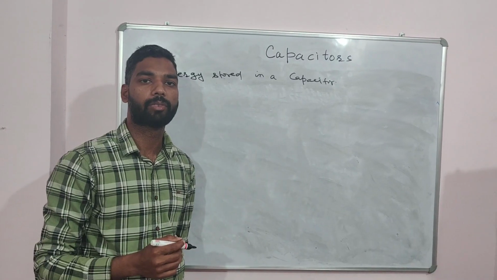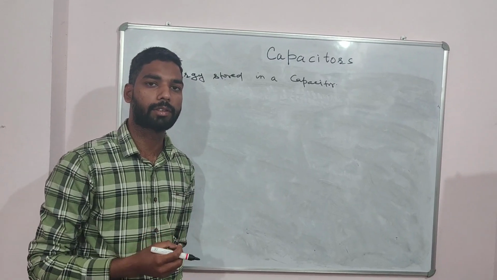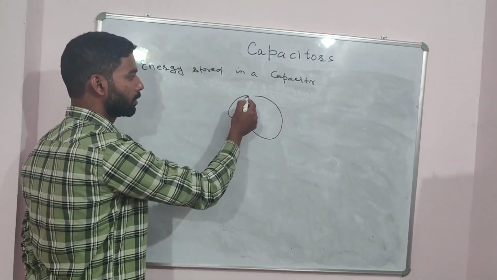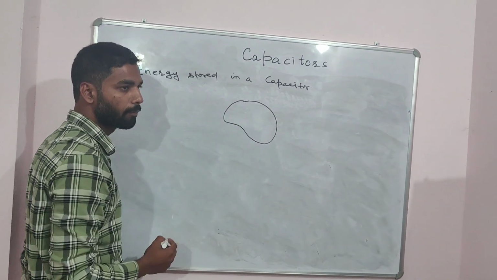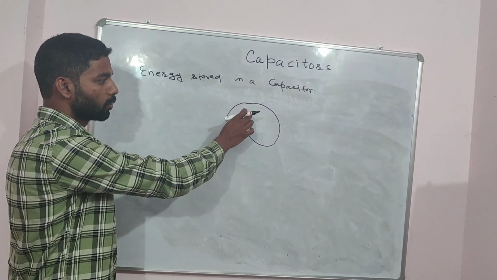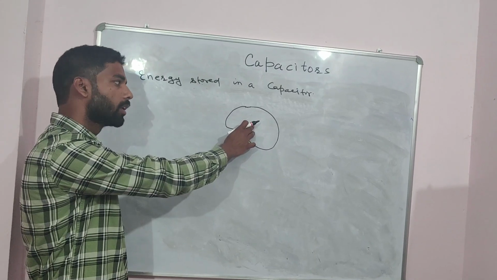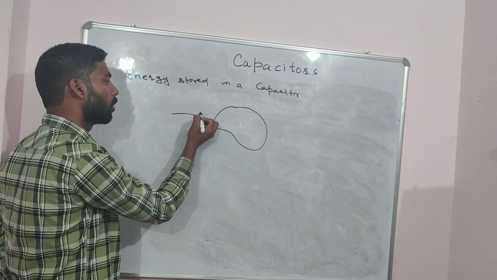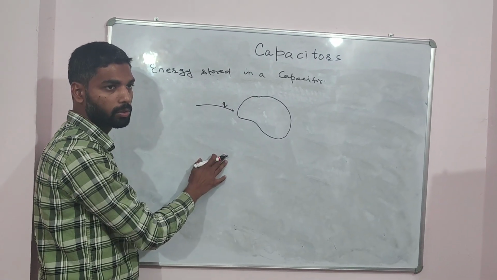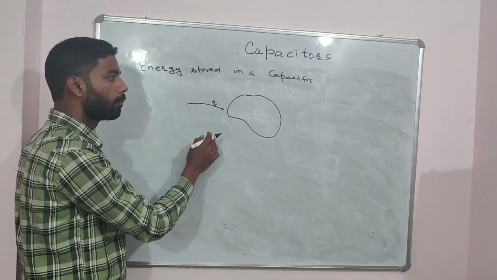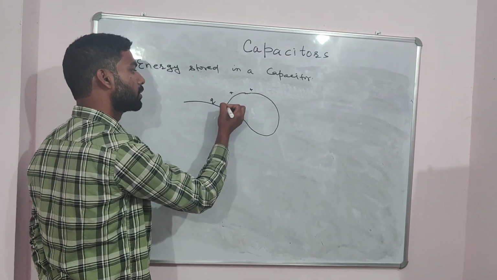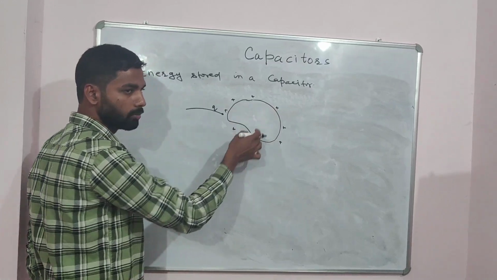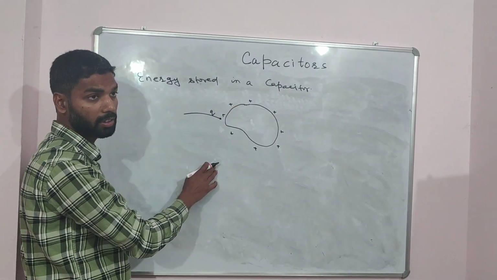Now we see the energy stored in a capacitor. Suppose we have a capacitor and we are charging it, we are supplying the charge. Initially when there was no charge, at t equal to 0, there was no potential. So the incoming charges will not feel any kind of repulsion. So no work is done initially. But as it acquires some charge, we will have to do some work against these charges.